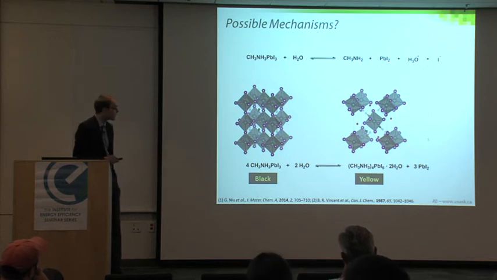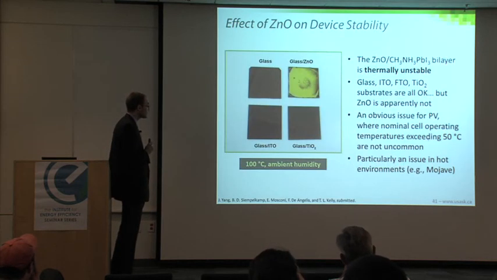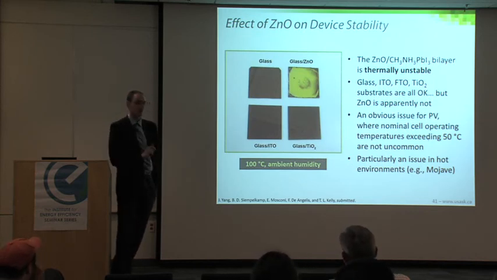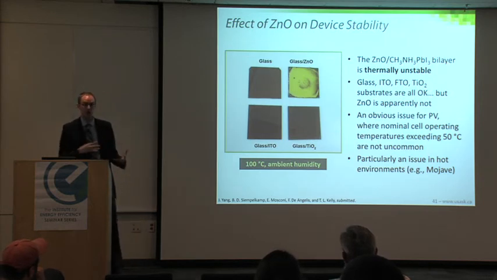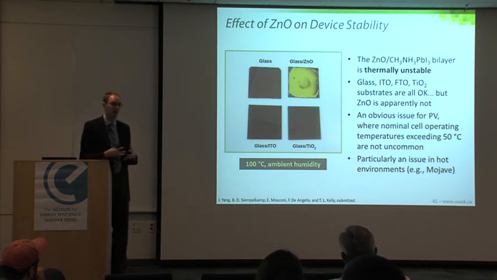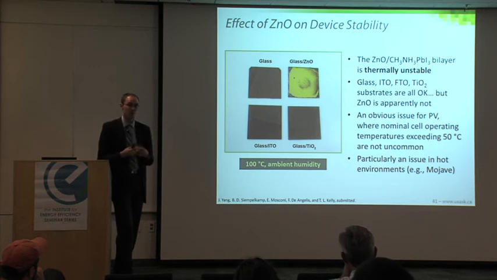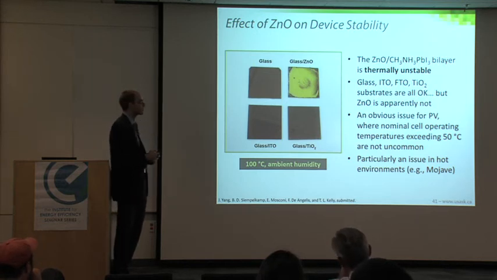So in the last couple of minutes of my talk, I'd like to talk about one other last stability issue that we've run into. And it's something that's a little bit unique to our group because we work so much on zinc oxide. We put all this effort into demonstrating that these zinc oxide electron transport layers work really well. The problem is that they also make the perovskite film unstable, more unstable than it already was.